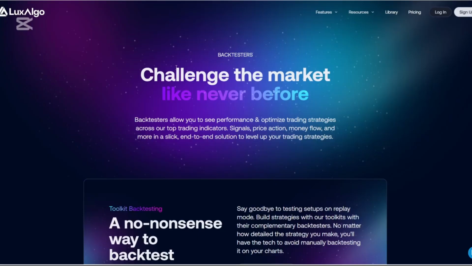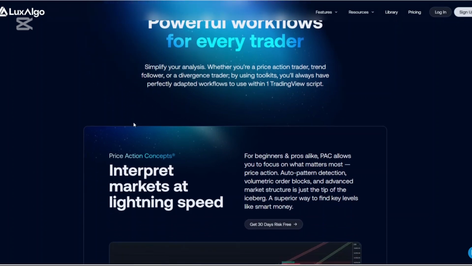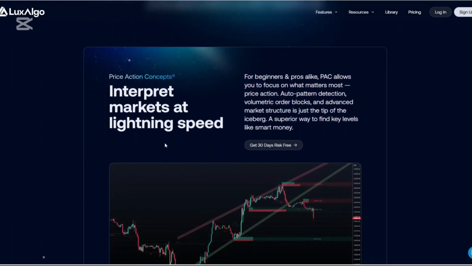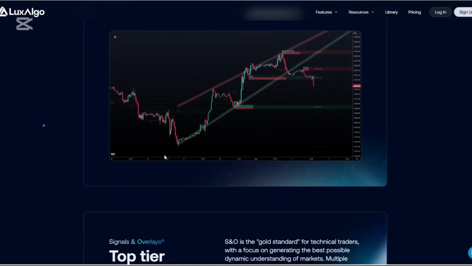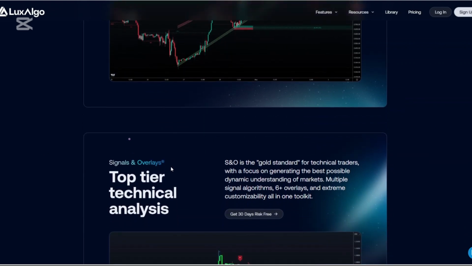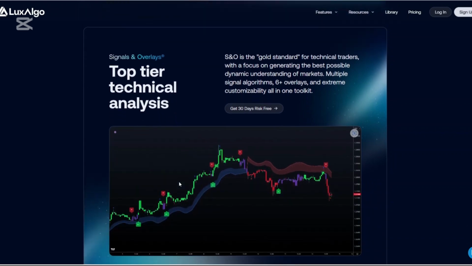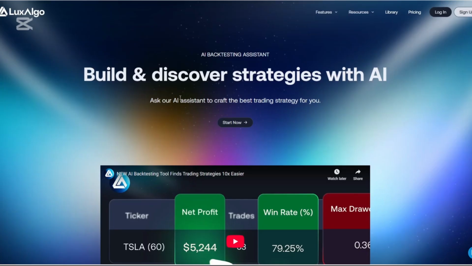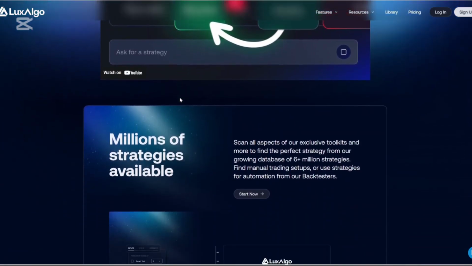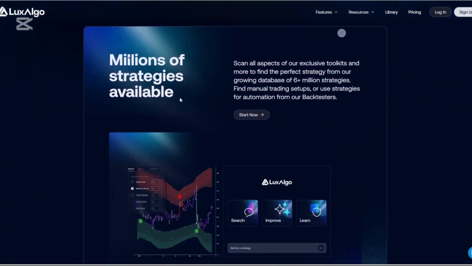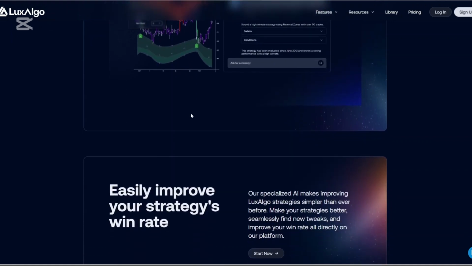First, LuxAlgo. Smart signal and overlay toolkits. You get buy or sell signals, trend confirmation, reversal detection, and volume-based overlays. Price action concepts. It visualizes market structure with auto-detection of support or resistance, order blocks, and liquidity zones. AI strategy assistance. This is their newest feature, helping you test and build strategies using AI-guided parameters. Oscillator matrix for momentum trading and divergence spotting.